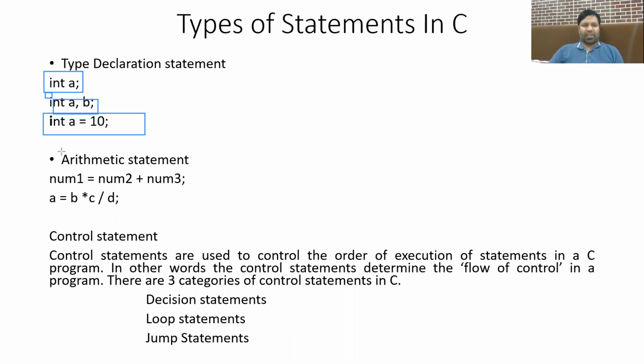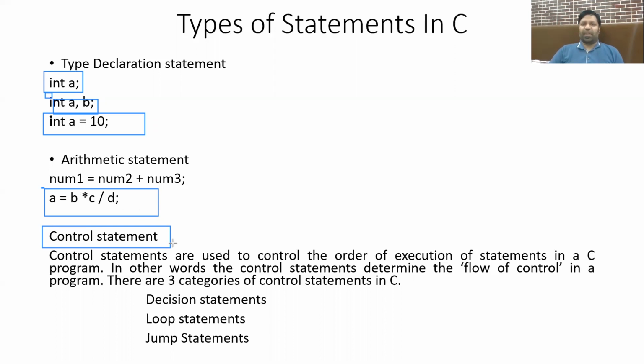Next come your arithmetic statements. Arithmetic statements are simply the expressions that consist of arithmetic operators. So here is an expression: a = b * c / d. This is an arithmetic statement because it consists of arithmetic operators. The last category of statements is called the control statements. These are discussed in the upcoming video lectures of this series.